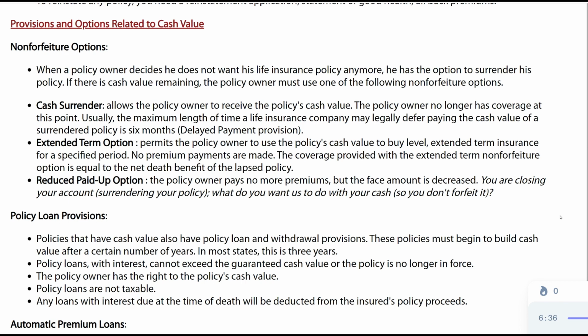Reduced paid-up option. The policy owner pays no more premiums, but the face amount is decreased. You are closing your account, surrendering your policy. What do you want us to do with your cash so you don't forfeit it?